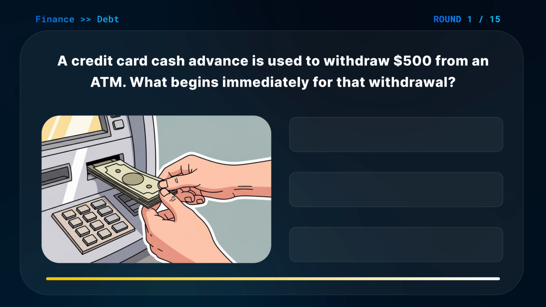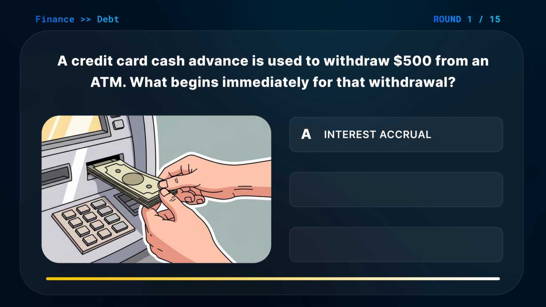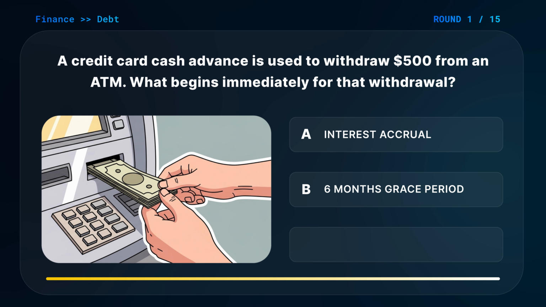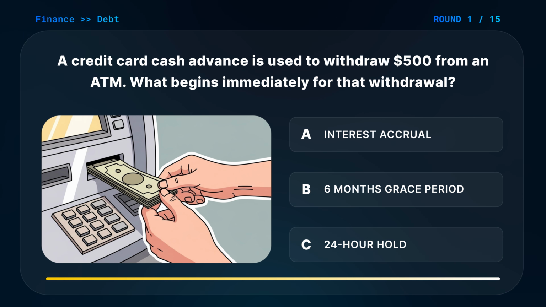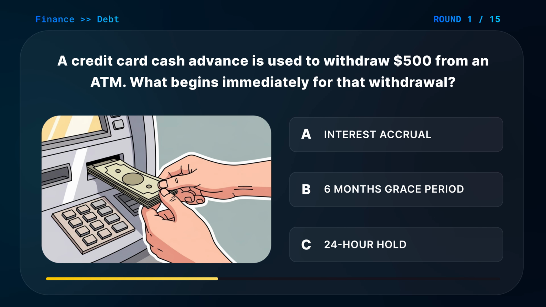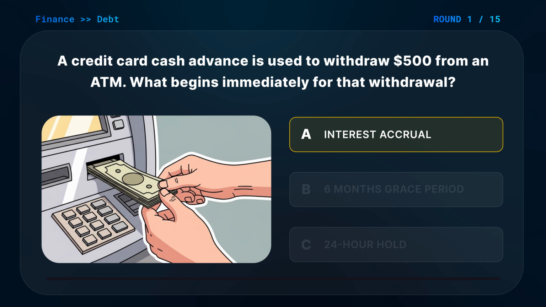Round 1. You use your credit card's cash advance feature to withdraw $500 from an ATM. What begins immediately for that $500 withdrawal? A. Interest accrual, often at a separate higher rate. B. A 6-month grace period. Or C. A 24-hour hold before funds are added to your balance. The answer is A. Cash advances typically do not have a grace period and begin accruing interest from the day of the transaction.